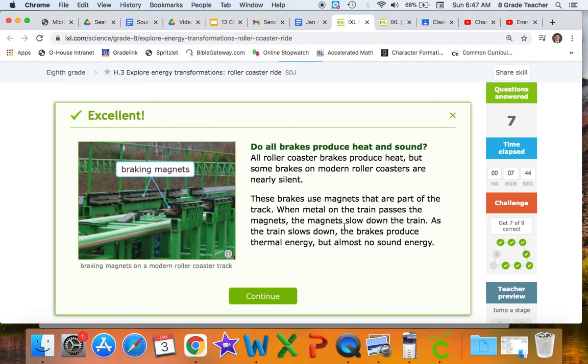Do all brakes produce heat and sound? All roller coaster brakes produce heat, and some brakes on modern roller coasters are nearly silent. These brakes use magnets that are part of the track. When metal on the train passes the magnets, they slow down the train. As the train slows down, the brakes produce thermal energy, but sometimes no sound energy because of modern technology. They don't want that to hurt the riders' ears and make it a bad experience for them.